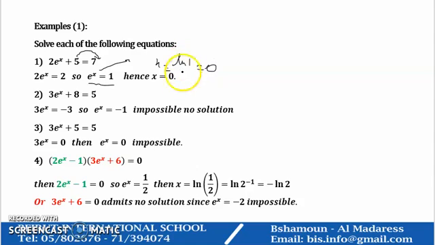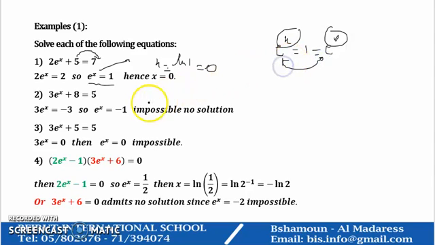We remember that ln 1 equals 0, or in fact I can replace 1 by e^0, and here I have e^x = 1, so I can write e^x = e^0, and I can deduce that x = 0 since they have the same base.